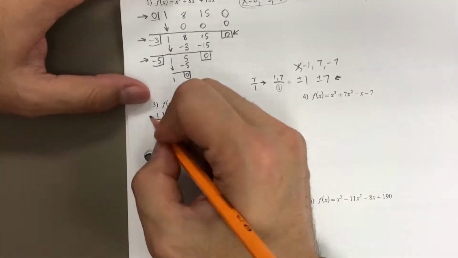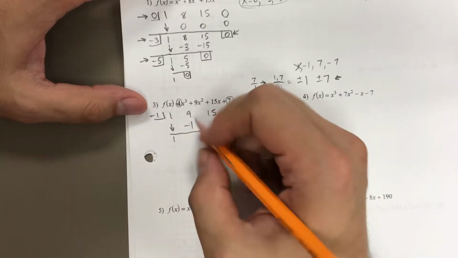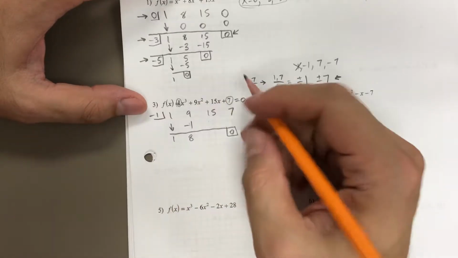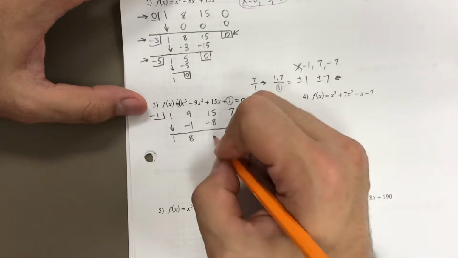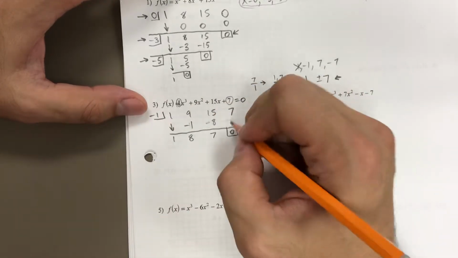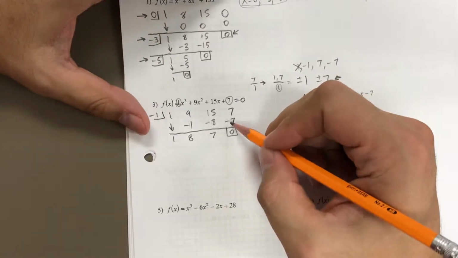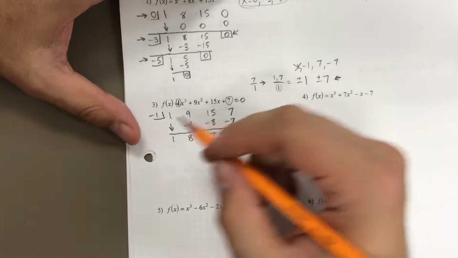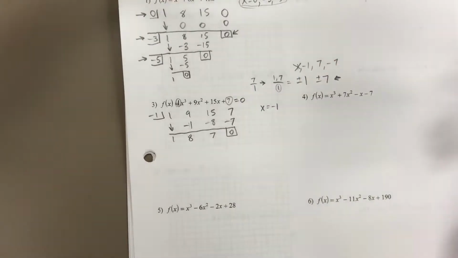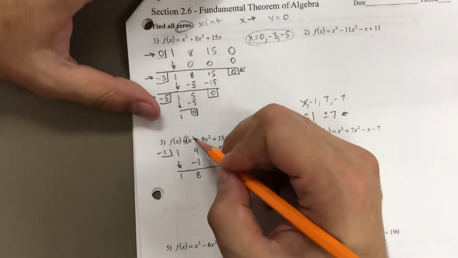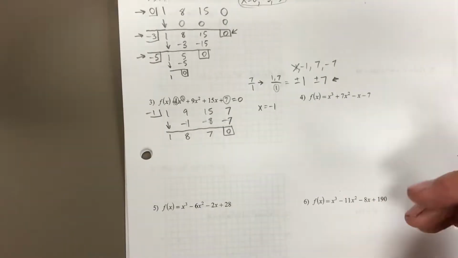Now let's try negative 1. So 1 times negative 1 is negative 1. 9 minus 1 is 8. 8 times negative 1 is negative 8. 15 minus 8 is 7. 7 times negative 1 is negative 7. So check it out. Negative 7 plus 7 gives us 0, so that means that one of our zeros is negative 1. So we already found one of them. There's going to be a grand total of 3 of them because we know that the degree is 3, and that's how many zeros we're going to end up with one way or another.